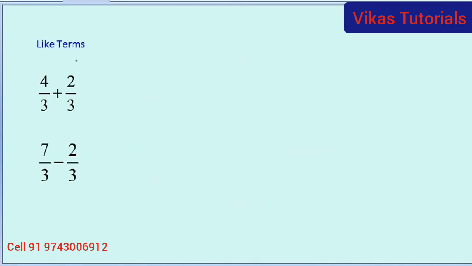Some more examples of like terms. See here in this example the denominator 3 is the same in both, so these are like terms. I write it as 3. Now the first numerator is 4, plus sign is there, and the second numerator is 2. So write the denominator as it is, 3. 4 plus 2 is 6. This is 6 by 3. 6 divided by 3 is nothing but 2. So our answer is 2.